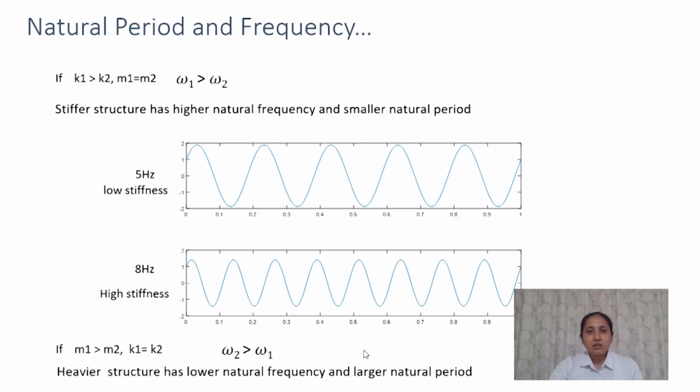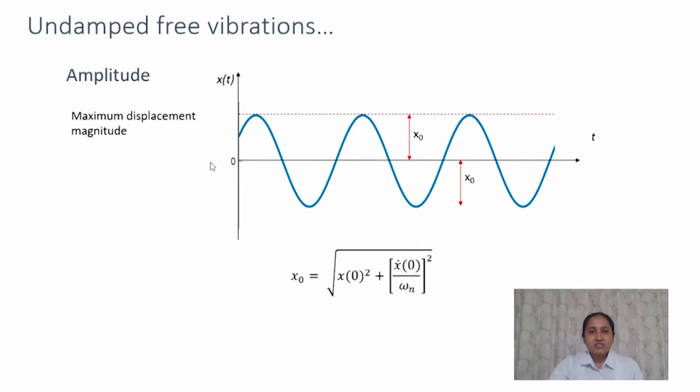So this will help in understanding some systems. Now let's look at the amplitude of our vibration. By amplitude, we mean the maximum displacement magnitude of this vibration. In this, we have no damping, so there's no decay in this vibration with time.